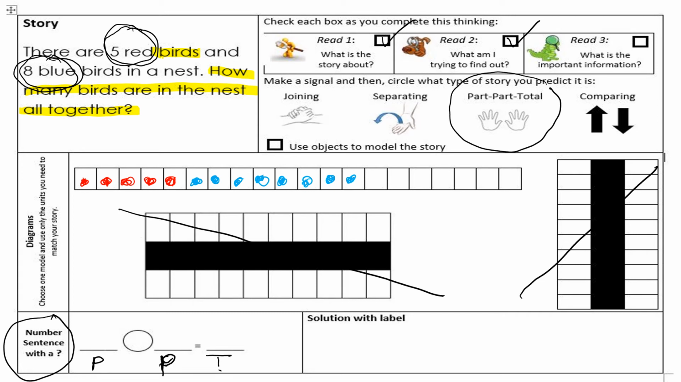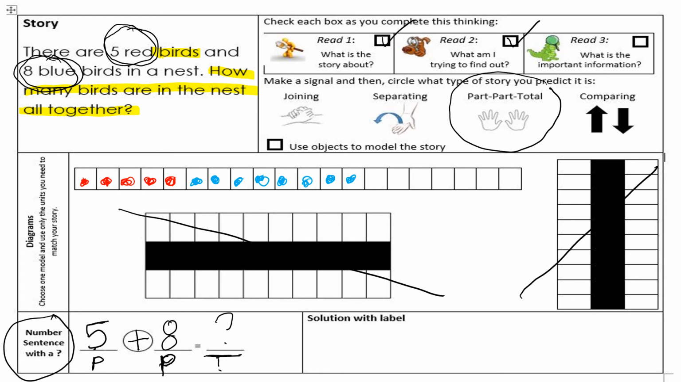Let me try to fix that P. Part-part total. So my two parts are that we have 5 red birds in a nest plus 8 blue birds in a nest. And we want to know how many are there together. So I have my two parts, I'm trying to find my total. And you can see it is very similar to joining. The only difference is how the story problem is worded.